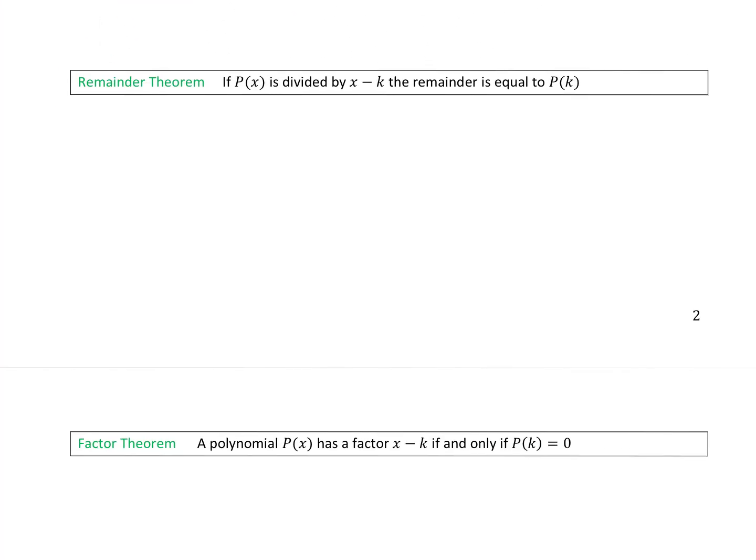Now, let's take a look at the remainder theorem. If p of x is divided by x minus k, the remainder is equal to p of k. So the opposite of whatever is in that binomial, if we input that number into our polynomial, whatever the remainder is going to be equal to if we had inputted that value into our polynomial.